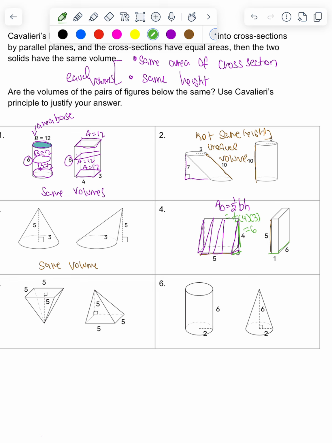And this base is a rectangle. And the rectangles throughout, if we slice parallel to the base, length times width, the area of those rectangles are 6 times 1, which is 6. So same height, same areas of the cross sections, we're going to have same volumes. So I'm going to put here same volumes.